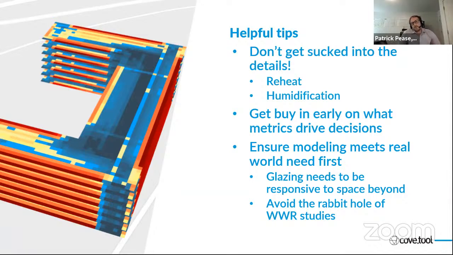And then it's important that modeling meets real-world needs. This gets down to glazing. We're not going to look at a window-to-wall ratio study for this building, because glazing should really be responsive to the space beyond. If I have a wall of my building and that's all the wards, it should have glazing that's responsive to the wards and the bedrooms, and gives proper daylight to those.